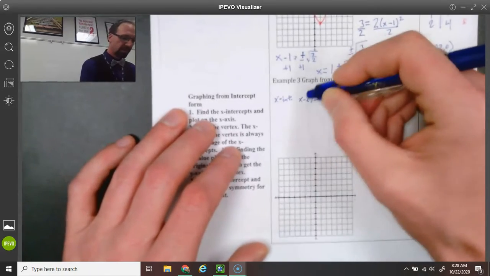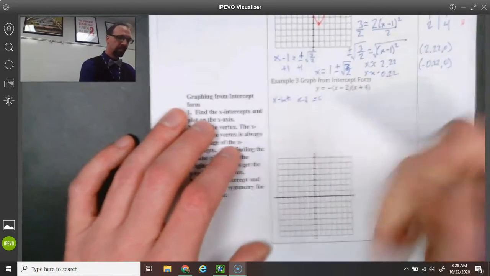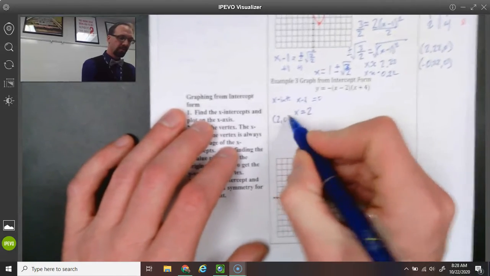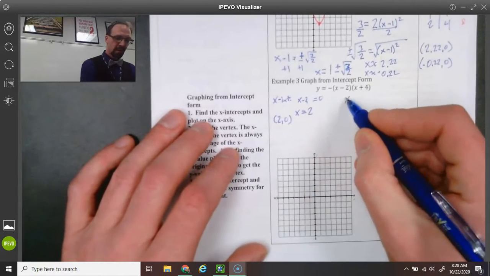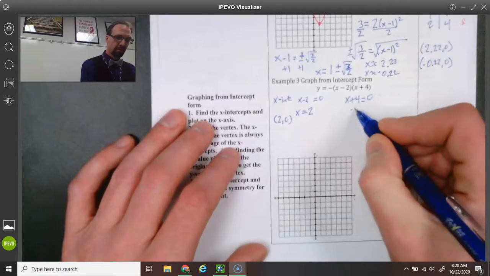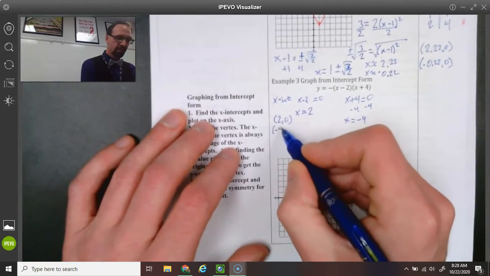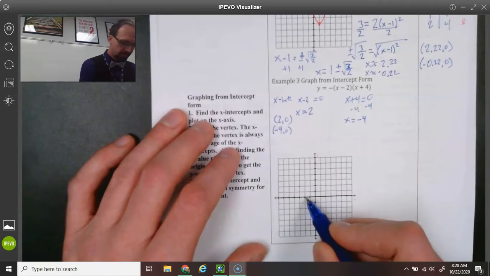Because it's inside the parentheses, you can drop the parentheses. So x is going to equal 2. So (2, 0) is one of the x-intercepts. And then x plus 4 equals 0, minus 4 on both sides. X equals negative 4. So (-4, 0) is another one.